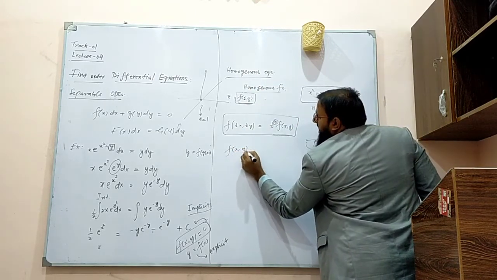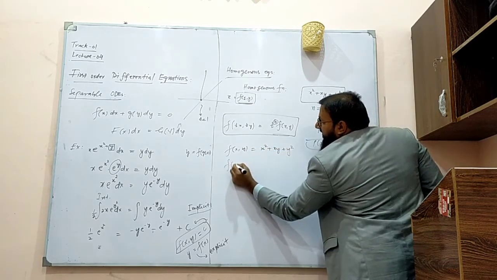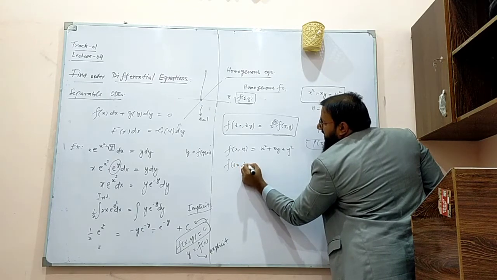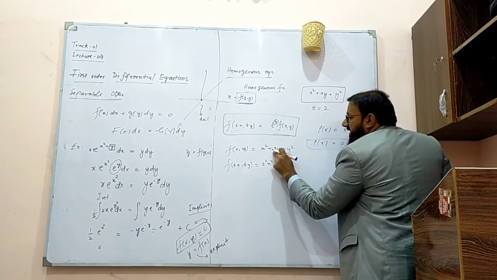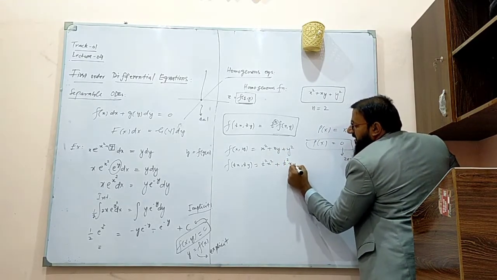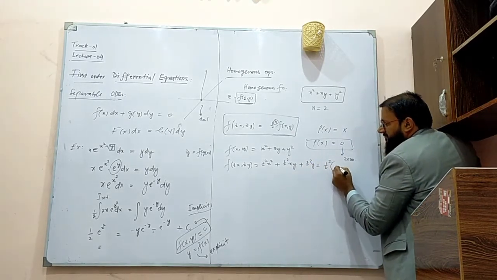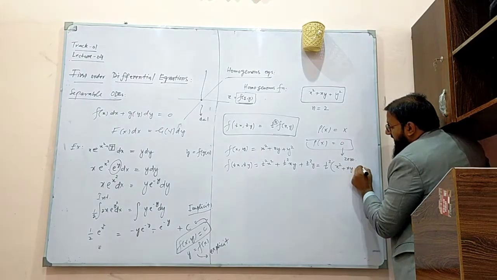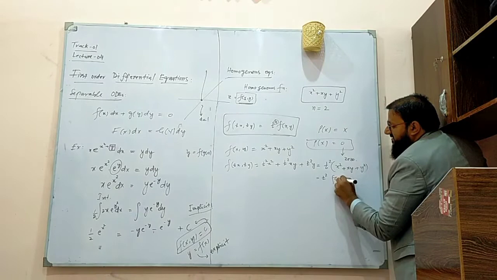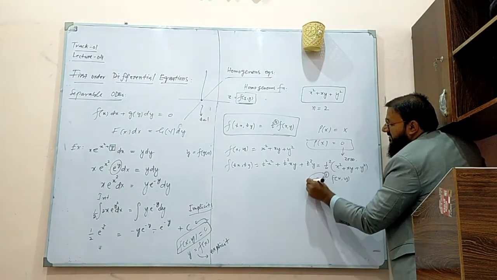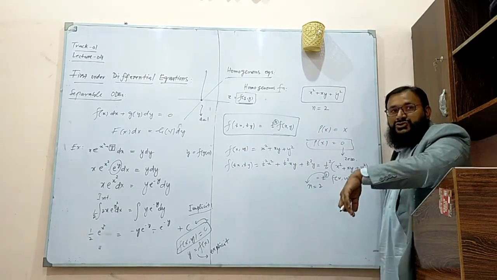What is f of x comma y? x square plus xy plus y square. f of tx comma ty becomes t square x square plus t square xy plus t square y square. Just take t square common: x square plus xy plus y square. Then you have t square times f of x comma y. So you can see that this number n is 2. So this is a homogeneous function of degree 2.